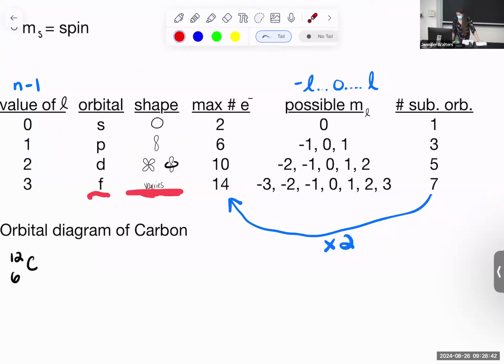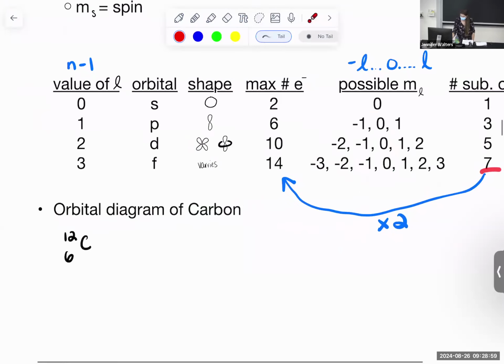F is every other random shape that orbitals can make. It varies greatly, and we will never talk about it. So yeah, basically if it's not one of these, it's an f orbital. And it has the maximum of 14 electrons, so you have 7 suborbitals.